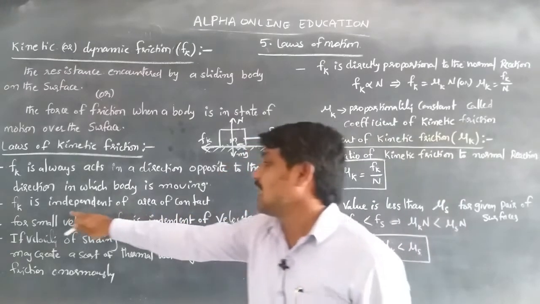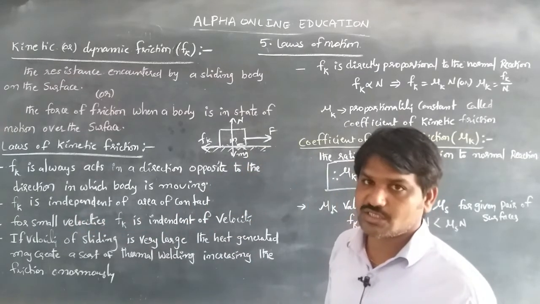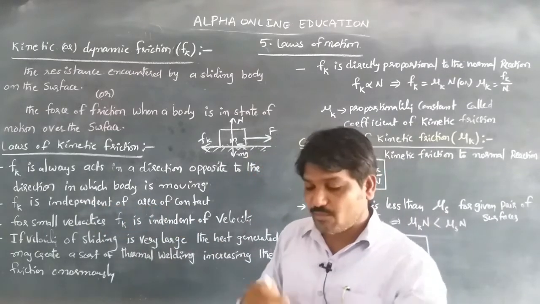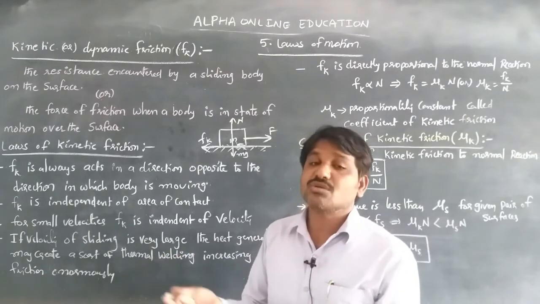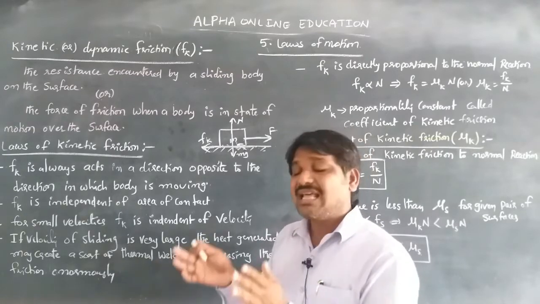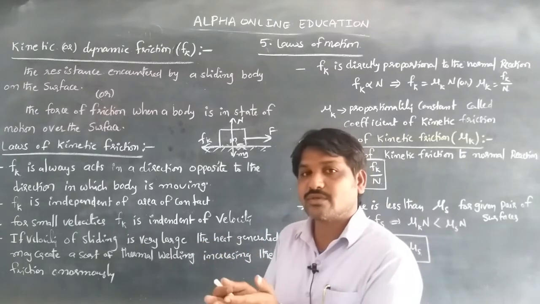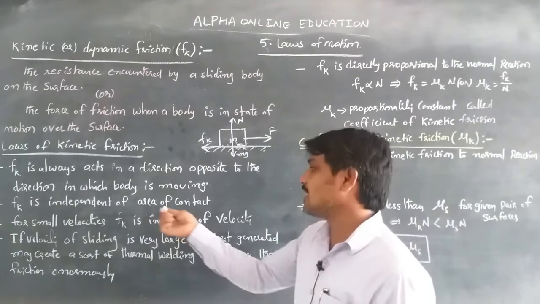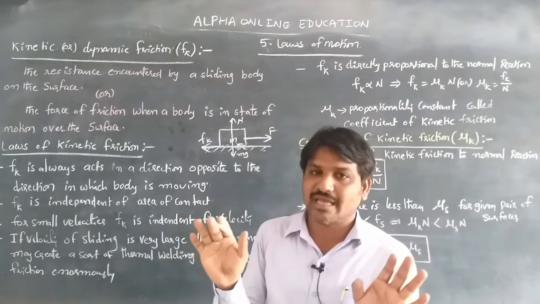Next, the kinetic friction is independent of the area of contact, and the static friction is also the same. When the body is sliding on the surface, if more surface area is in contact, the kinetic friction will remain the same, and with less area of contact, the same amount of frictional force acts on that body. So it doesn't depend on the area of contact.